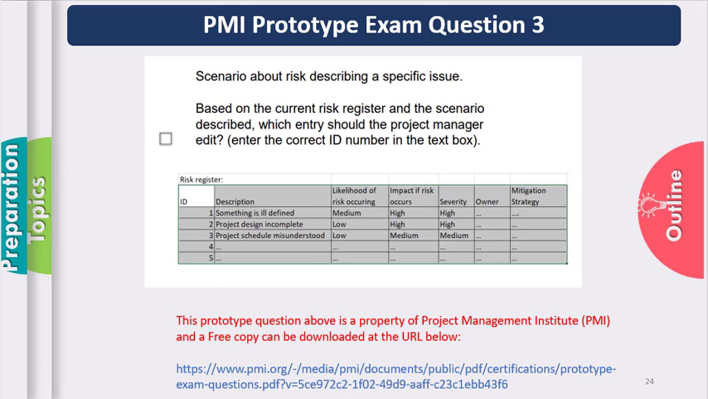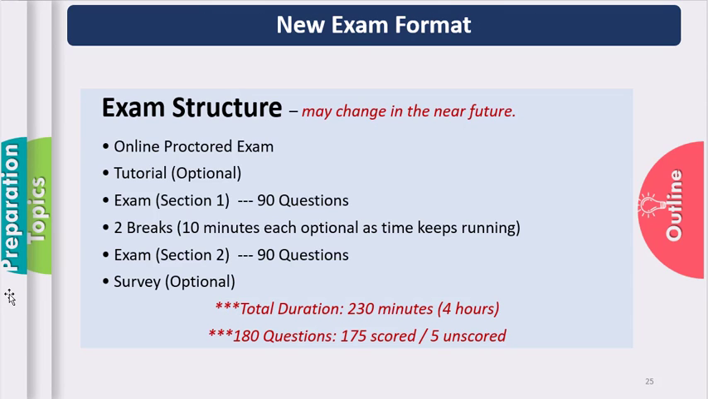Next, we'll be going to the structure of the exam, what we are used to. The structure may still change apart from this, but for now, this is the new structure of the exam. We know how the exam goes. First you have a tutorial. Now we have two sections, section 1 and section 2, and for each of them we have 90 questions, and we have 2 breaks.